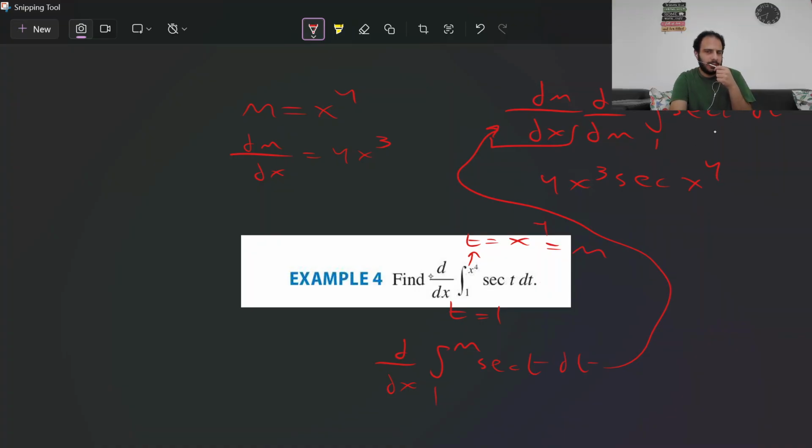So if you want to write more details, you solve like this. You make m equals x to 4, then you differentiate. Then you put m in the integral instead of x to 4. Then d over dx, you rewrite it like this, dm over dx, d over dm. And then it's clear from the fundamental theorem of calculus that d over dm integral 1 to m, you just substitute m inside. But m equals x to 4, so secant x to 4.